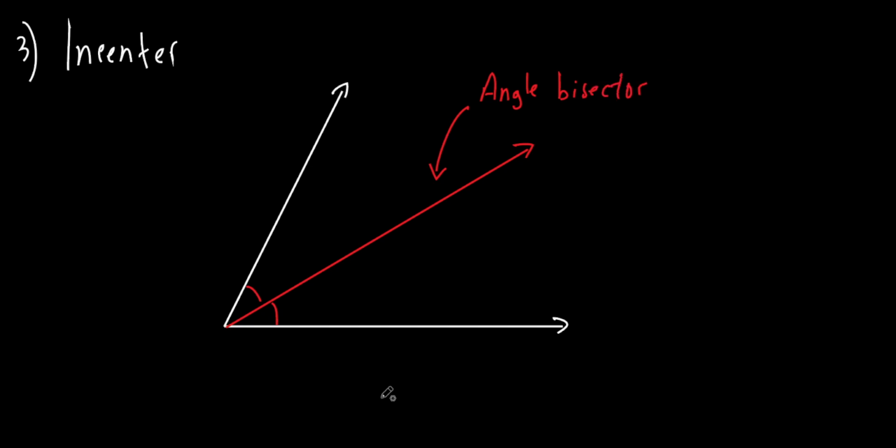All right, so that red line right there, it's not a line, it's a ray, because it starts at the vertex and it keeps on going. All right, so that ray is considered an angle bisector.